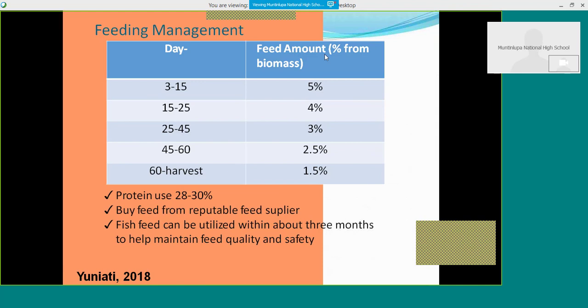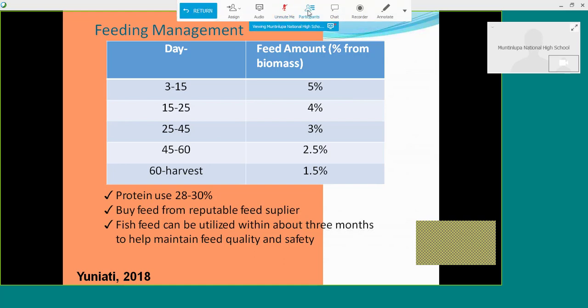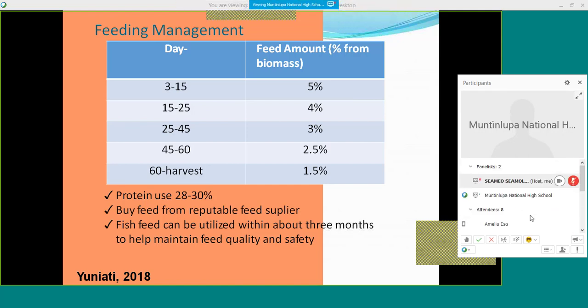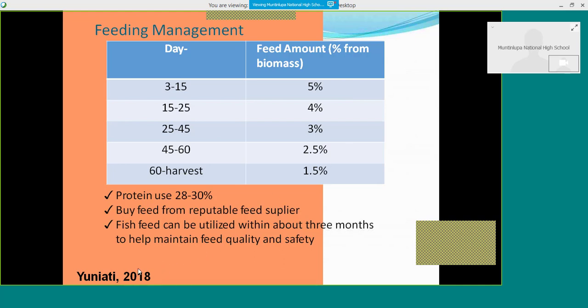Slide. Management. The number of days is written on the left side. You also have the feed amount in percentage of biomass. 3 to 5 days, you have 5%. 15 to 25 days, 4%. 25 to 45 days, 3%. 45 to 60 days, 2.5%. And 60 days to harvest, that is 1.5%.